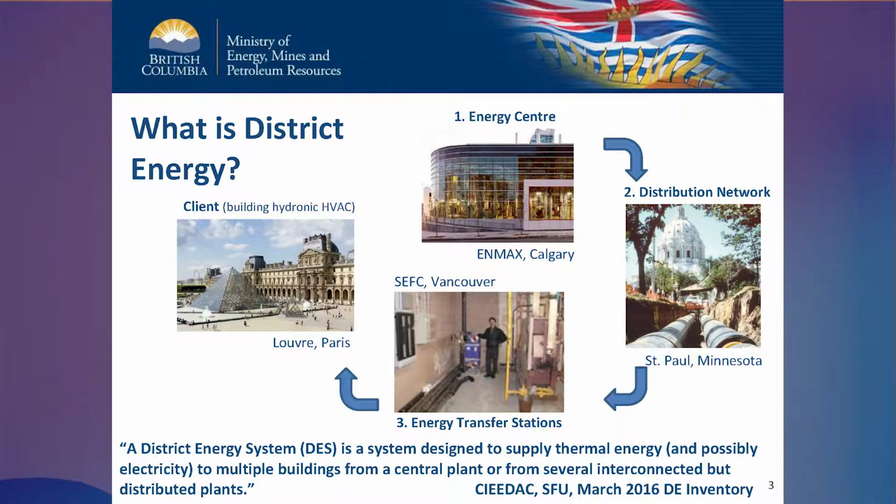So essentially, district energy has three core components. It has the energy center. The top one here is just a picture of the face of NMAX, which I think we presented earlier today. Then the thermal energy from the center gets distributed through a distribution network. This happens to be St. Paul, Minnesota, into a network of energy transfer stations, which make an interface with the actual buildings that they provide heat to. In this case, the example is the Louvre in Paris.